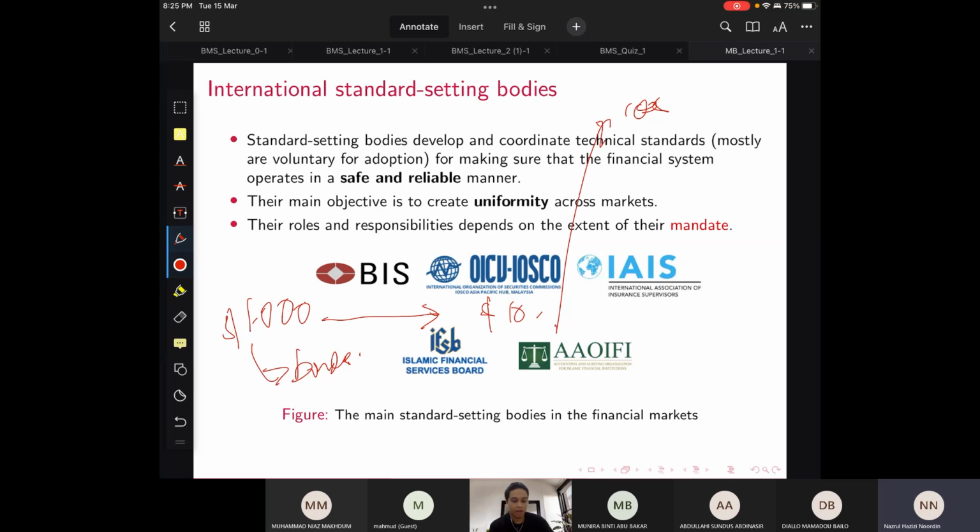So that's the reason we need these standard setting bodies that have different mandates. You will get to know more about them later on when you take other courses as well. But one thing you need to realize at this point of time is that what these standard setting bodies are trying to achieve is basically uniformity in terms of the practice in the markets, to a certain level, right?